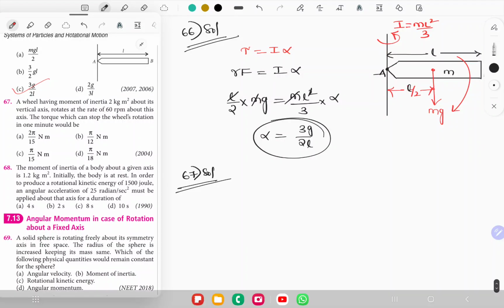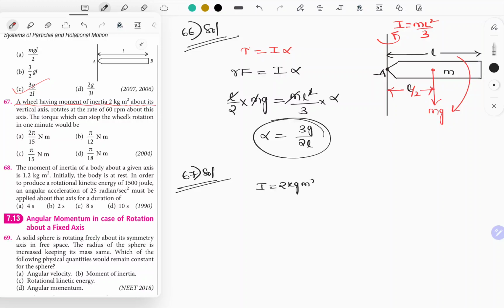In this question, they give a wheel having moment of inertia 2 kg meter square. I is given, 2 kg meter square, about its vertical axis, and it rotates at the rate of 60 rpm about this axis. Initial angular velocity is also given, that is 60 rpm. Try to convert this in terms of radian per second. 1 rpm is equal to pi by 30 radian per second. Explained so many times, you just go through the previous session. 2 times 30 is 60, so omega initial is going to be 2 pi radian per second.